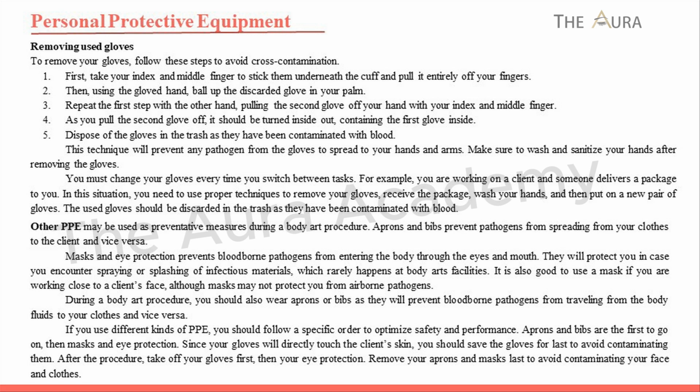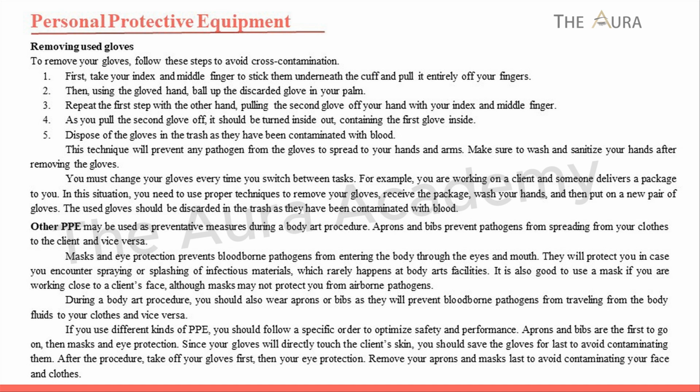Other PPE may be used as preventative measures during a body art procedure. Aprons and bibs prevent pathogens from spreading from your clothes to the client and vice versa. Masks and eye protection prevent bloodborne pathogens from entering the body through the eyes and mouth. They will protect you in case you encounter spraying or splashing of infectious materials, which rarely happens at body arts facilities. It is also good to use a mask if you are working close to a client's face, although masks may not protect you from airborne pathogens.